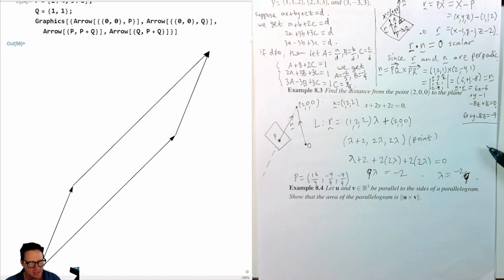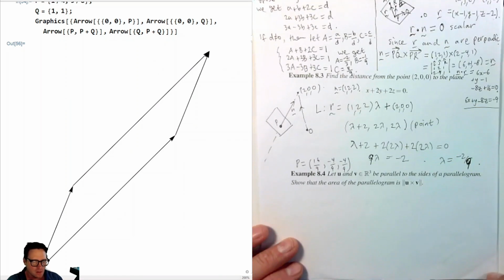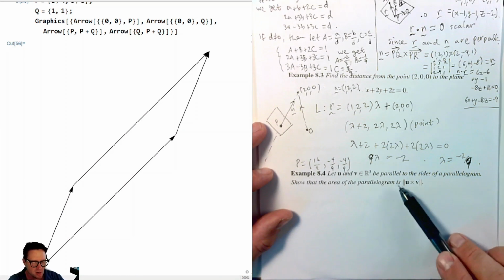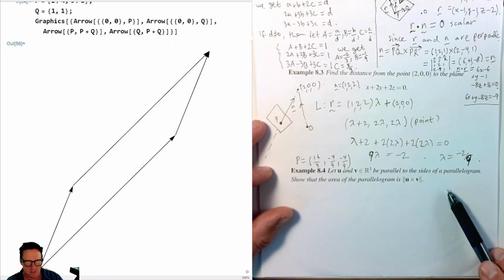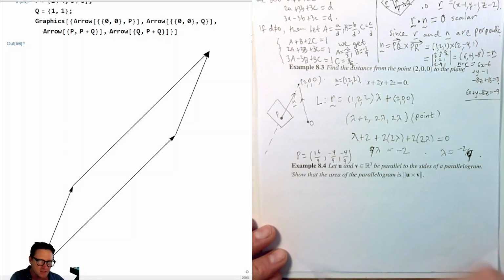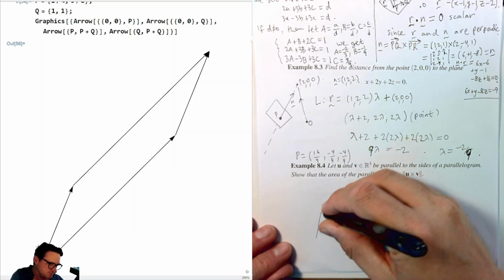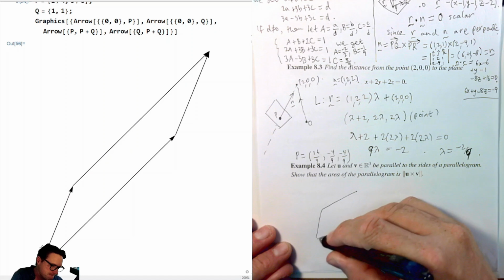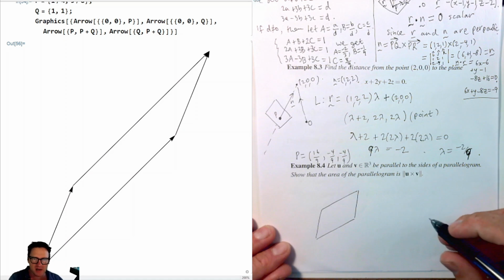Okay, 8.4. Let U and V be three-dimensional vectors over the field of real numbers. Suppose these two are parallel, U and V, and that they're parallel to the sides of a parallelogram. So let's draw a picture, and that's much like what I have here on the left. So drawing a picture of this. Okay, so here I've got a parallelogram.